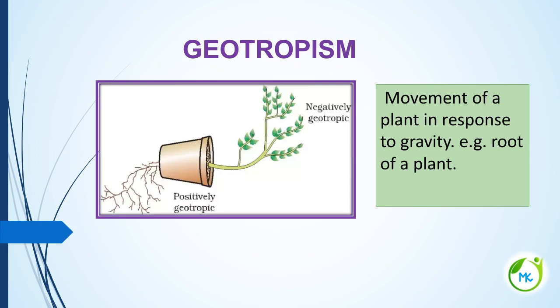The next kind of movement is geotropism. So the word geo refers to gravity. So the movement of a plant part in response to gravity is called geotropism. Of course, we know the root of a plant grows towards gravity. So this kind of movement of a plant part towards gravity is called geotropism.